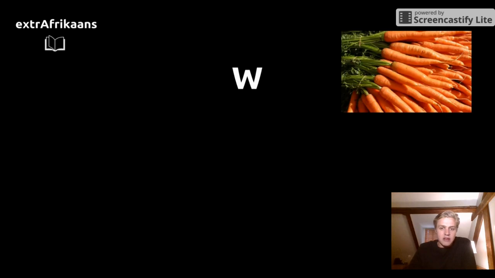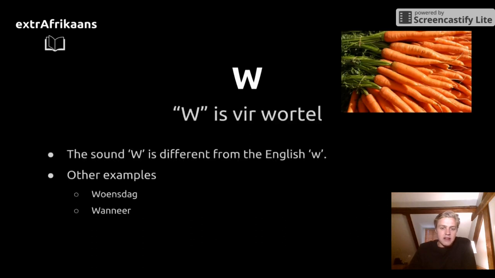Next, we have v. Weer is for wortel. The sound v in Afrikaans is different from the English w. The Afrikaans v, English w. Other examples of the sound include woensdag, which is Wednesday, or wanneer, which is when.